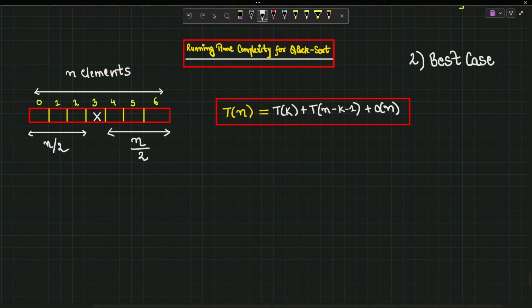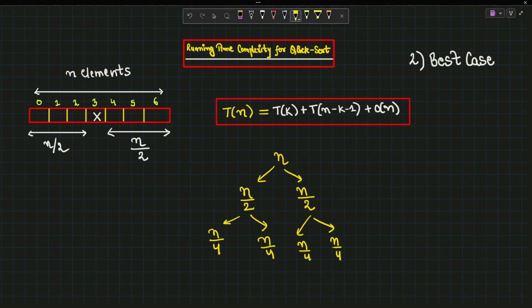Now to find out the best case complexity, we have to make an assumption that the elements after execution of the partition algorithm are divided in such a way that the number of elements present on the right side is the same as the number of elements present on the left side. Here, each time quicksort will be performed for both sides of the pivoted element. Every time the input is halved. So the value of k becomes n divided by 2.